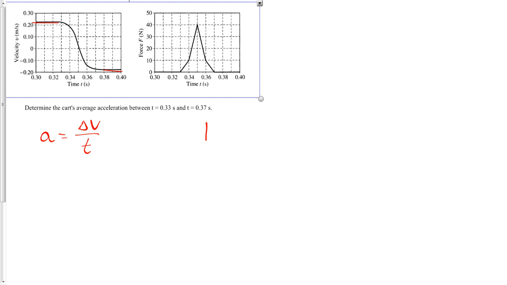It's tempting to do F equals ma because forces go with accelerations hand in hand like that. But mass is the problem. You don't know it. But it asks for it later in the problem, so you're going to find it later. Don't do this because you can't. The only other way to solve for acceleration is kinematics, which leads you to this equation. Change in velocity, it goes from 0.22 to negative 0.18.